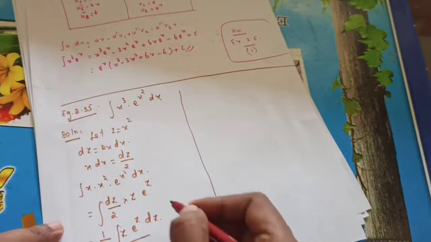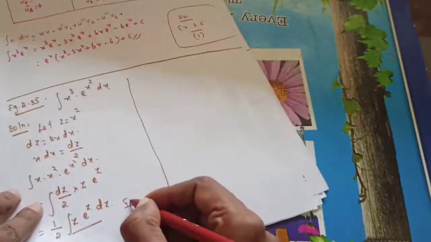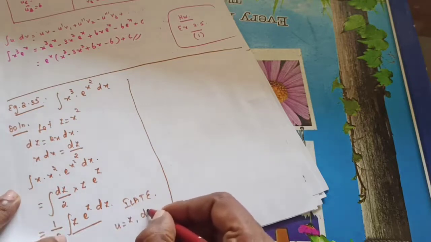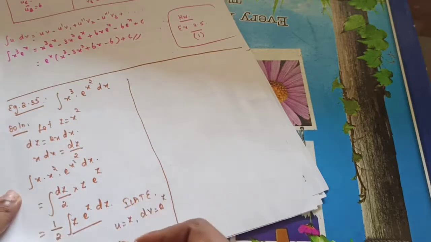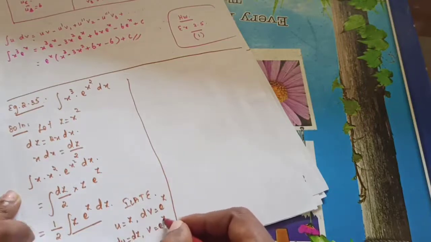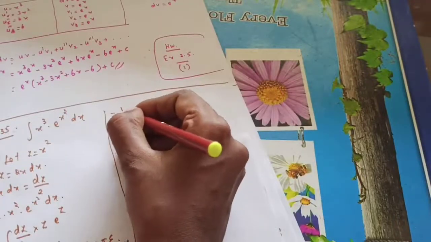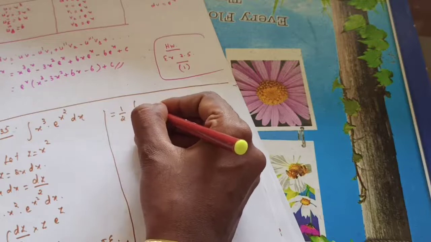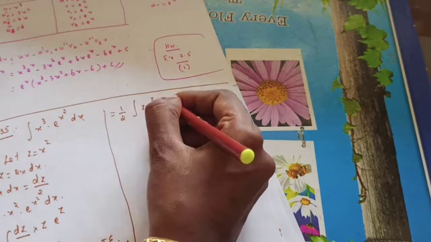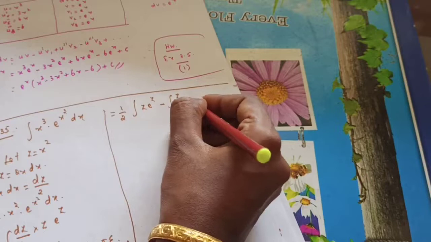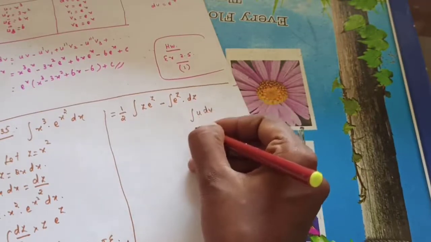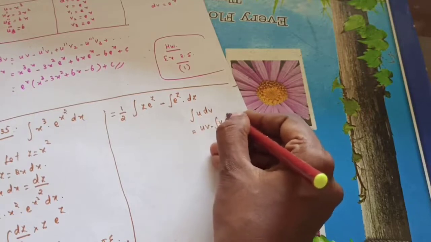Now here we are going to use integration by parts. Okay, what is u? u equal to z, dv equal to e power z. So what's the integration of this one? Differentiation, du is equal to dz, v is equal to e power z. Now substitute here: 1 by 2 into integral of z e power z, is it right? z e power z minus integral of e power z dz, using the formula integral u dv equal to uv minus integral of v du.